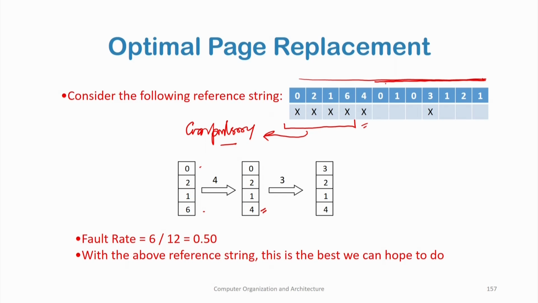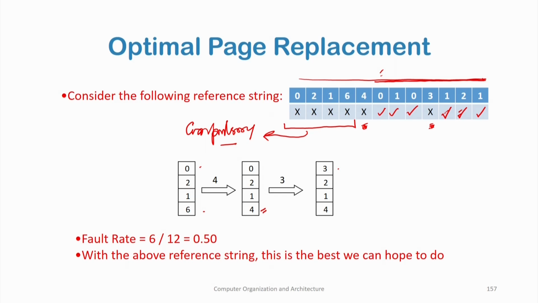Then 0 is there in memory, so it is a hit. 1 is a hit, 0 is again a hit, because these are there in the page frames in physical memory. 3 is again a miss. Whom will 3 replace? 3 will replace 0, because out of these 12 references it is never used in the future. Then 1, 2 and 1 are again hits. So in this algorithm, in addition to the 4 compulsory misses, we only have 2 more page faults.